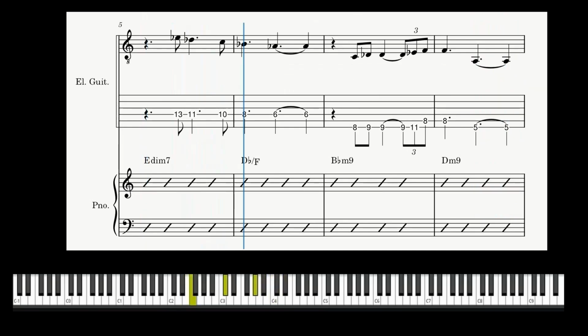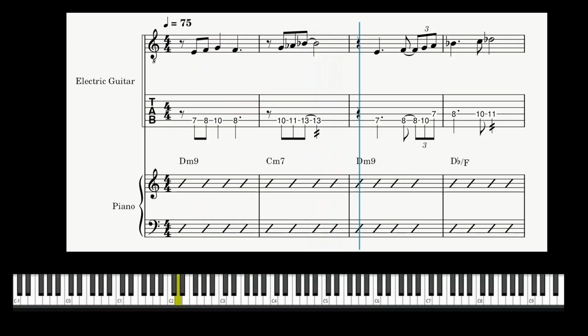Now that is an interesting sort of line here. There's a strong push and then sort of a release or going backwards again. Listen to that one more time. Push, and then into this E diminished.